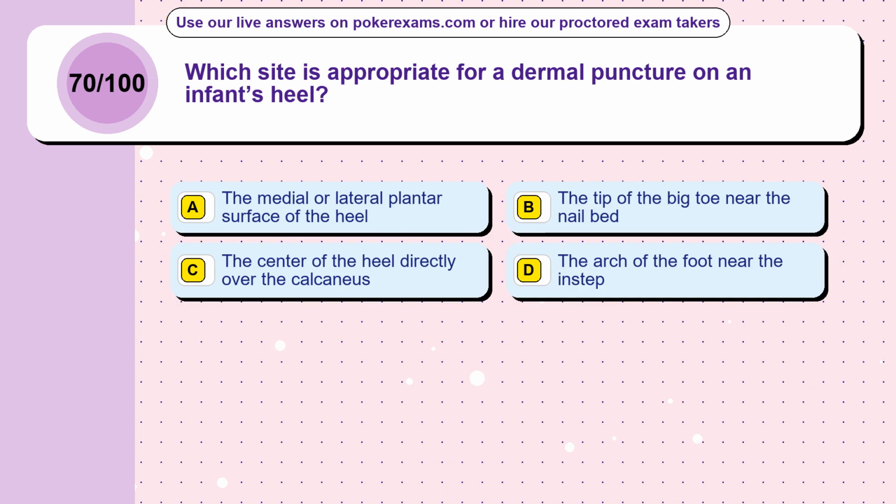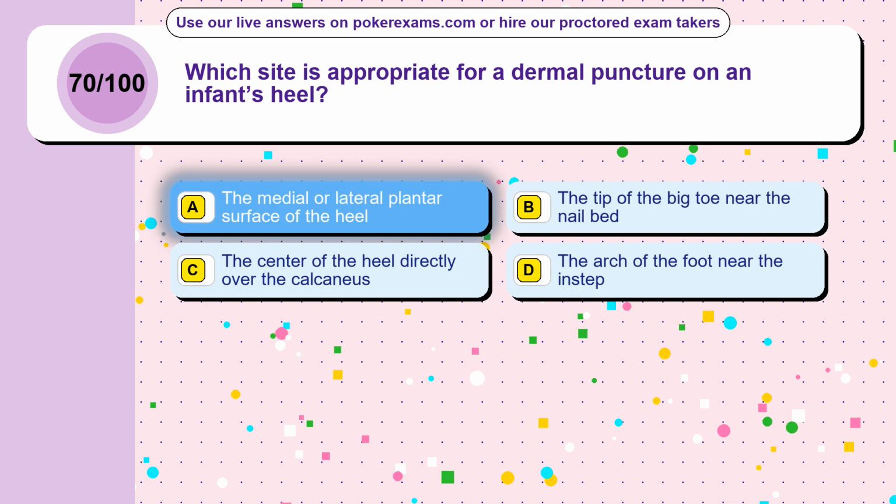Question 70. Which site is appropriate for a dermal puncture on an infant's heel? Option A. The medial or lateral plantar surface of the heel. Option B. The tip of the big toe near the nail bed. Option C. The center of the heel directly over the calcaneus. Option D. The arch of the foot near the instep.